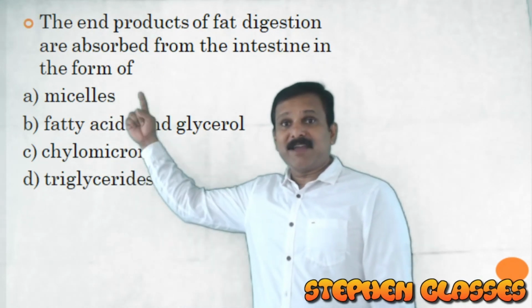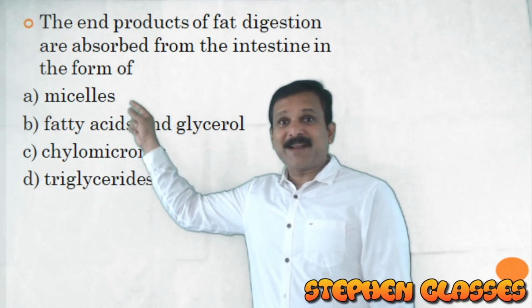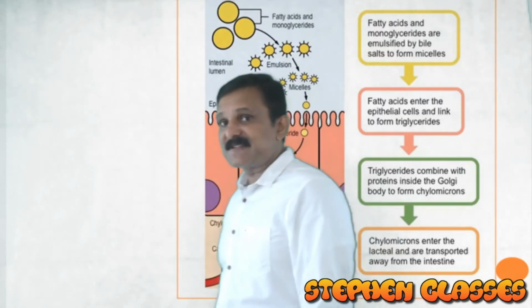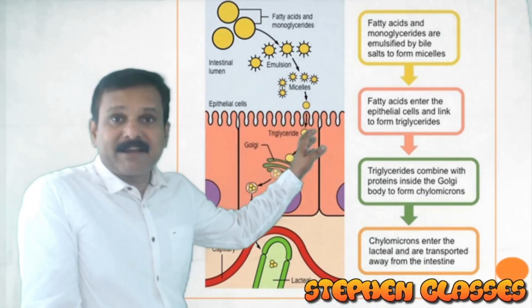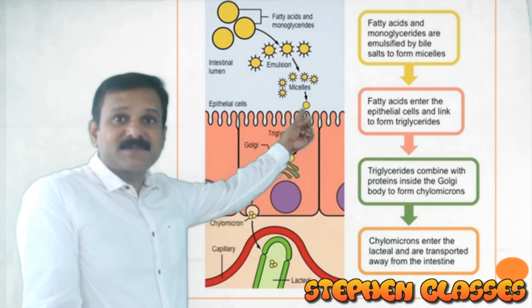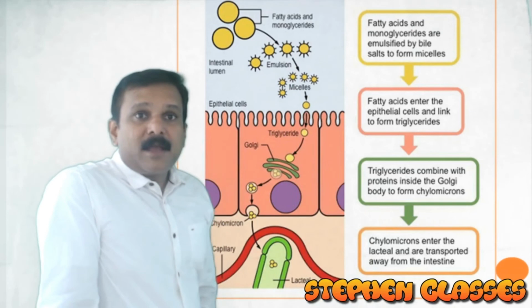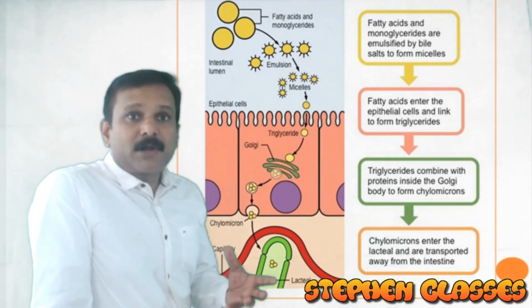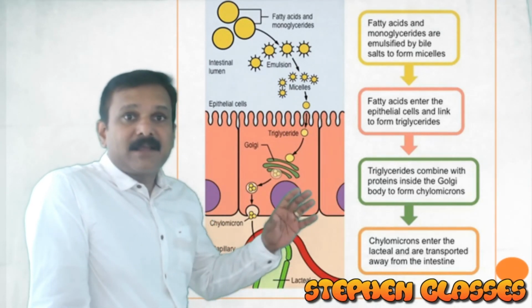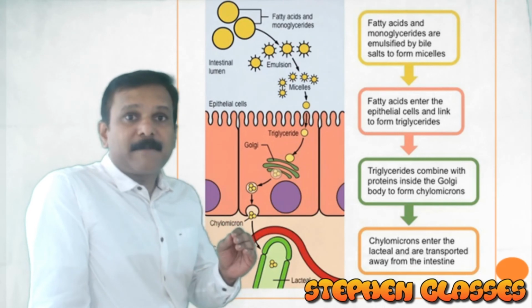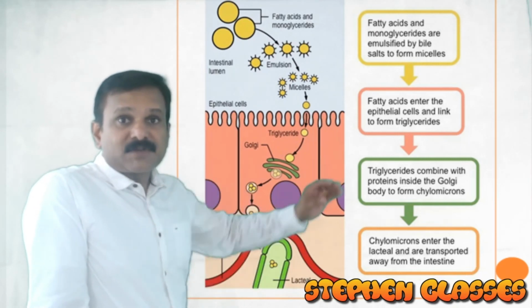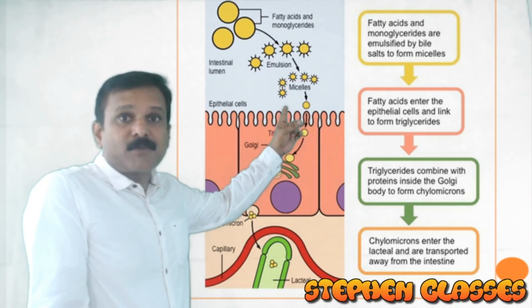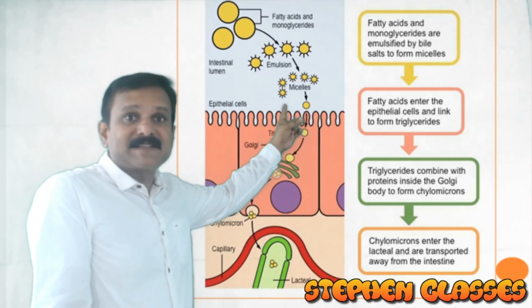So I am giving a clue right now. Micelles will be our answer. We will have an explanation slide over here. So in this explanation slide, it is clearly written. You have to read all these statements. Okay, I will give some time. Fatty acids and monoglycerides, they are emulsified with the help of bile salts to form micelles. So first of all, micelles are formed over here. You can see in this diagram, micelles are formed.